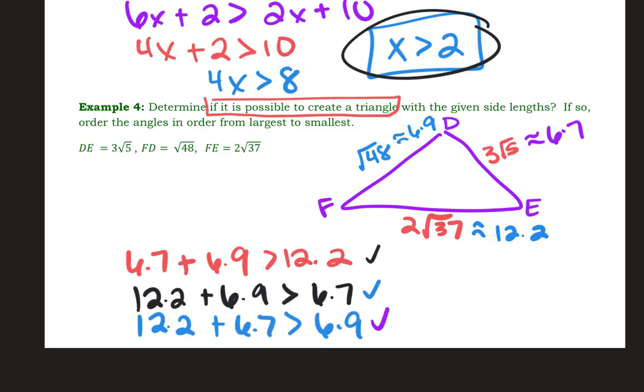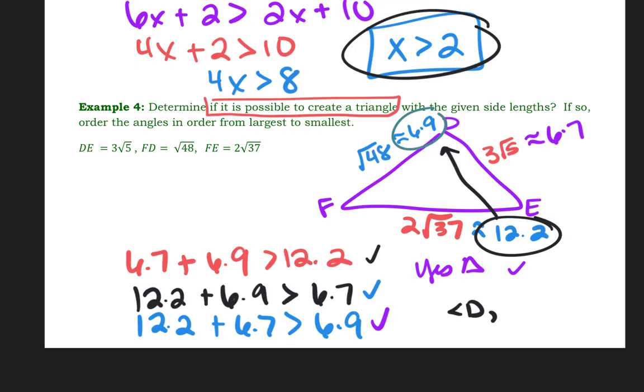So do we have a triangle? Yes. Okay, so you're going to say, yes, you have a triangle. So now you answered the first part. Next one says, if so, order the angles from largest to smallest. What would be your largest angle here? Angle D, followed by angle... which one's greater, 6.9 or 6.7? 6.9, so it should be the 6.9. All right, and then go across. That one should be E. And then our smallest angle should be angle F. So that would be your second answer.